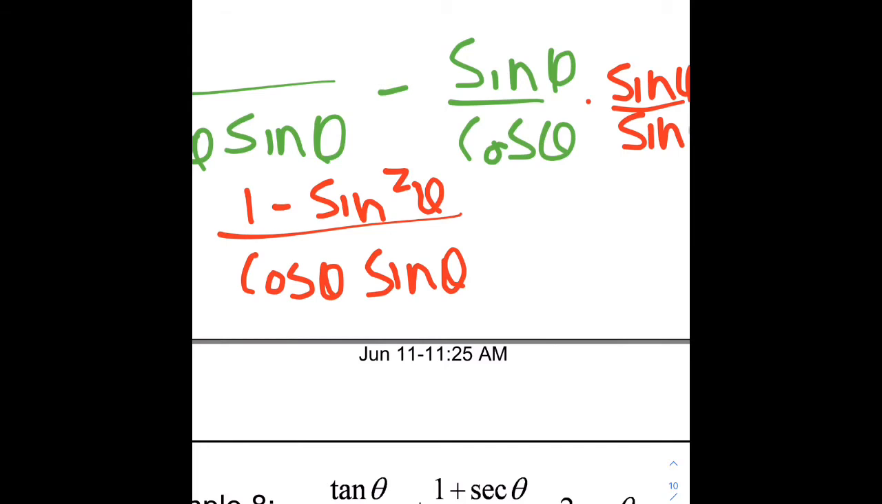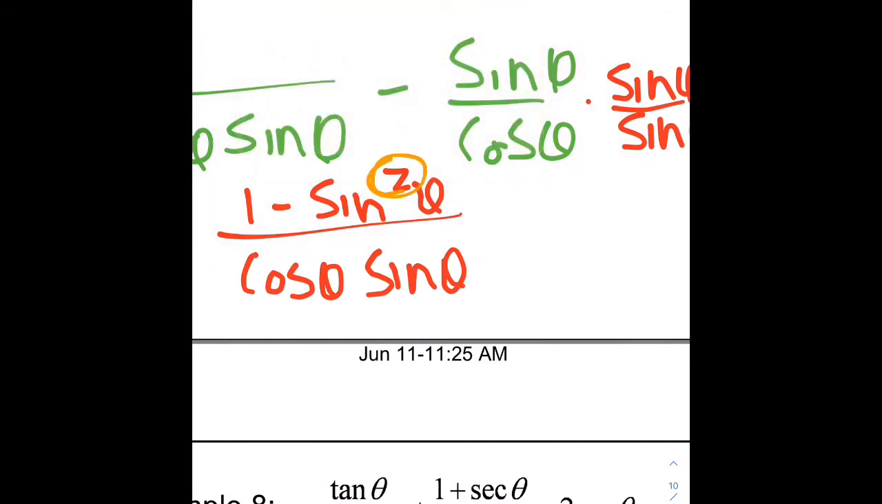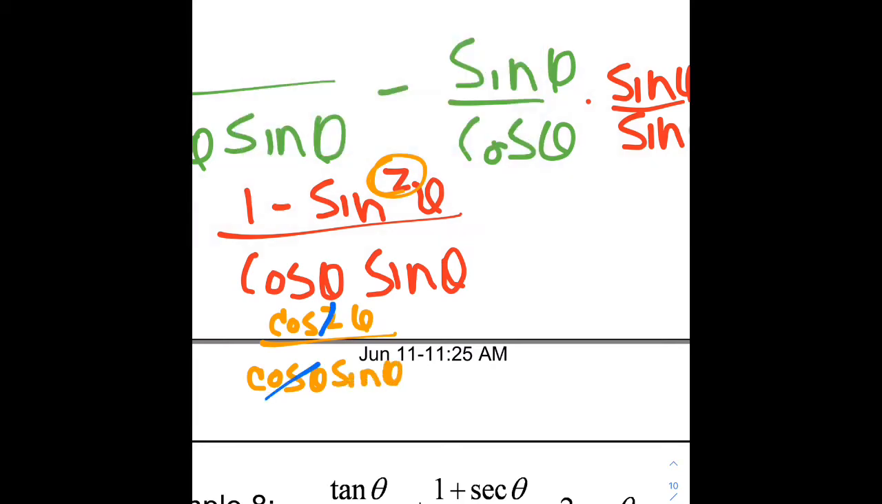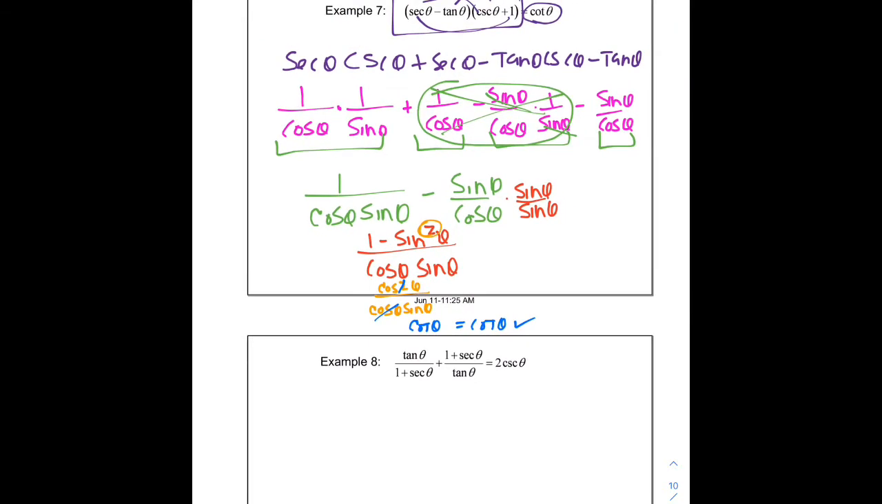Well, in my next step, what should be ringing in your head is I've got a power of 2. That means I need to look at my Pythagorean identities. 1 minus sine squared is cosine squared. And hopefully you see it. One of the cosines on top cancels the cosine on bottom. Cosine theta over sine theta gives me cotangent of theta. Those equal each other. And now you have successfully verified this identity.